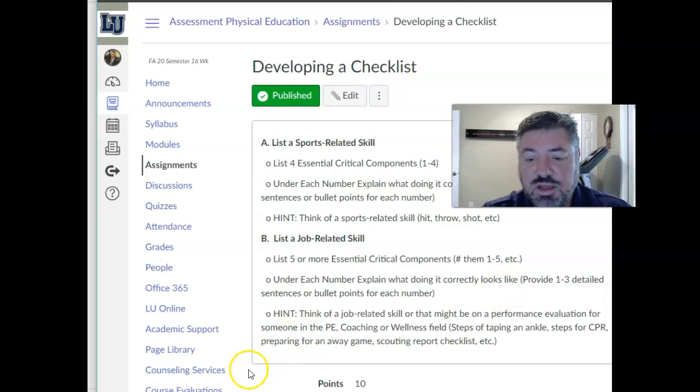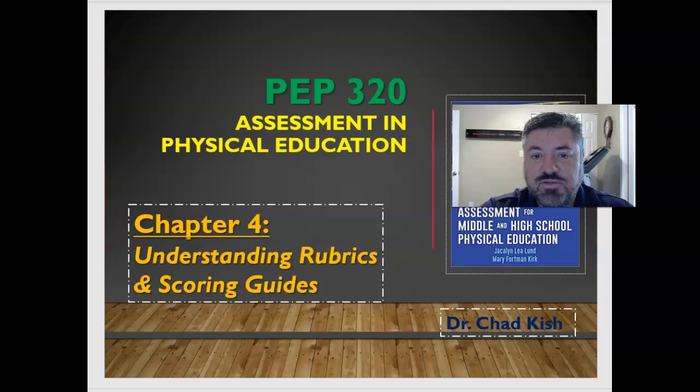And then here's your hint. Think of a job-related skill that might be on a performance evaluation for somebody in the PE, coaching, or wellness field, such as steps of taping an ankle, steps for CPR, preparing for an away game, possibly a scouting report checklist if you want to be a coach. So there is your assignment. Good luck. We'll have another virtual meeting next class period. So make sure you're checking your Canvas page and the information on a daily basis, as well as for the entire module.